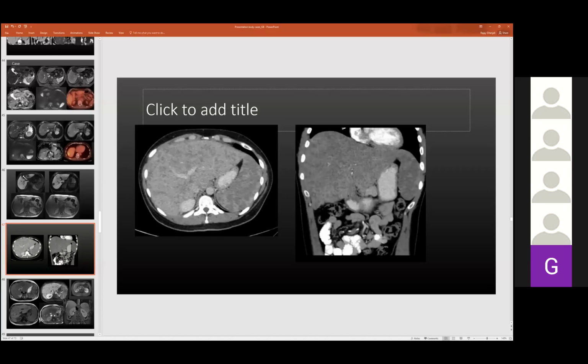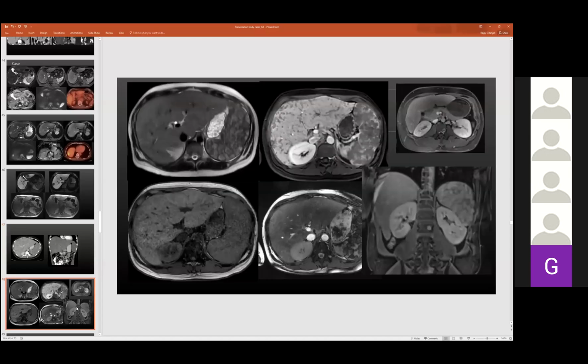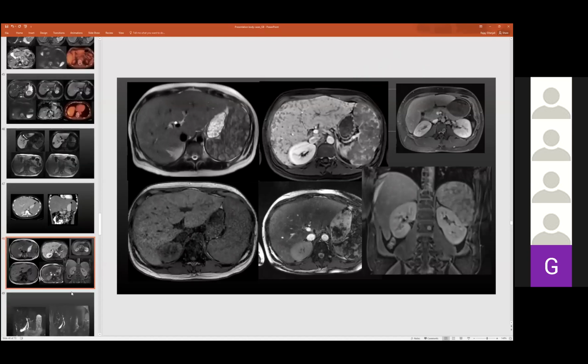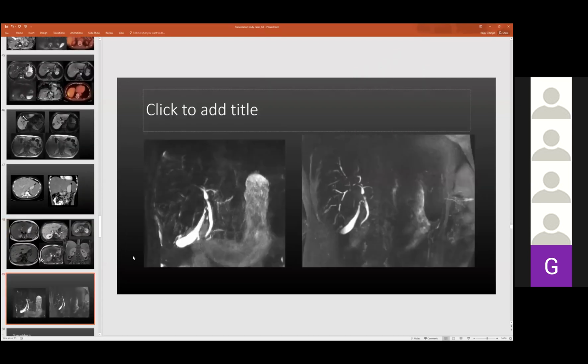This is the CT, and this is the MR. I don't know if I have more images on it. Yes, and some bad MRCP images, not that great, but.